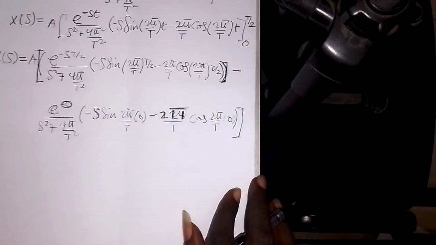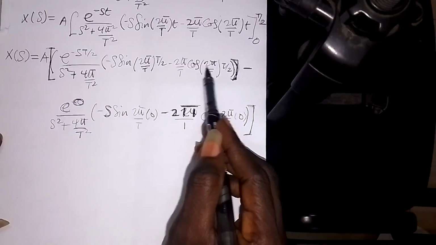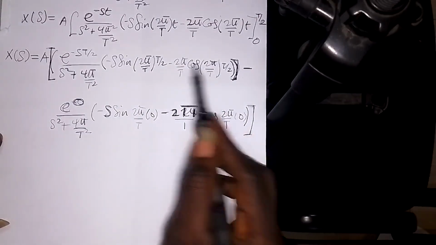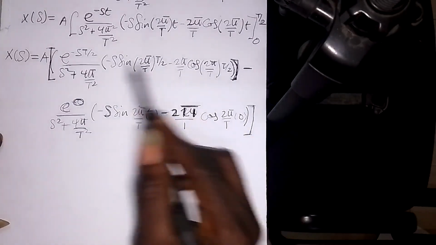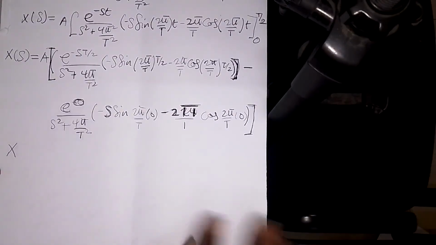Okay, so that means that here I'll have what? I'll have negative what? 1. Negative times negative, it will be what? Positive. Times 2 pi on what? T. And then this one. Okay, so that means that what I'm going to have there is actually going to be like this.